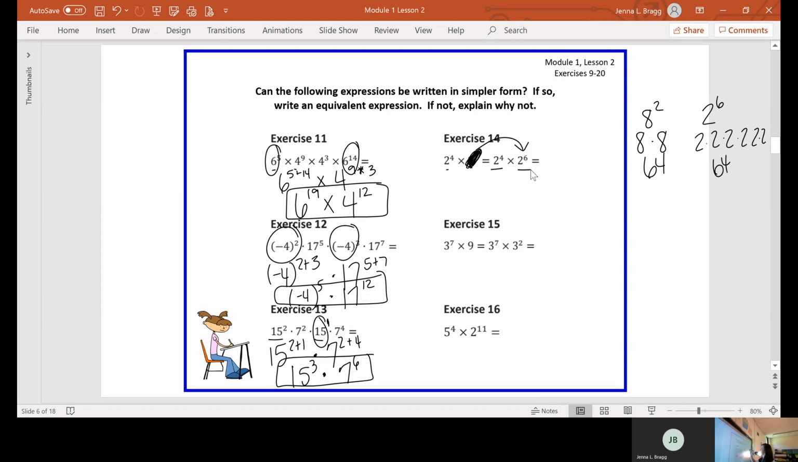Now I have the same base. Transfer my base. Add my exponents. I get 2 to the 10th power. You can pause here and complete 15 and 16, and I'll give you the answers when you come back on.